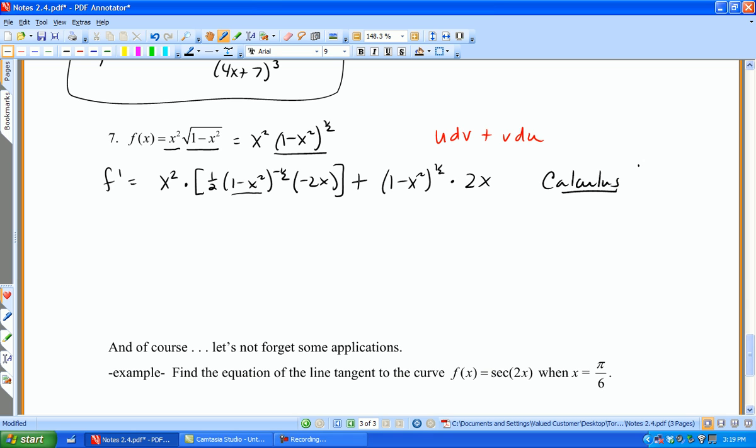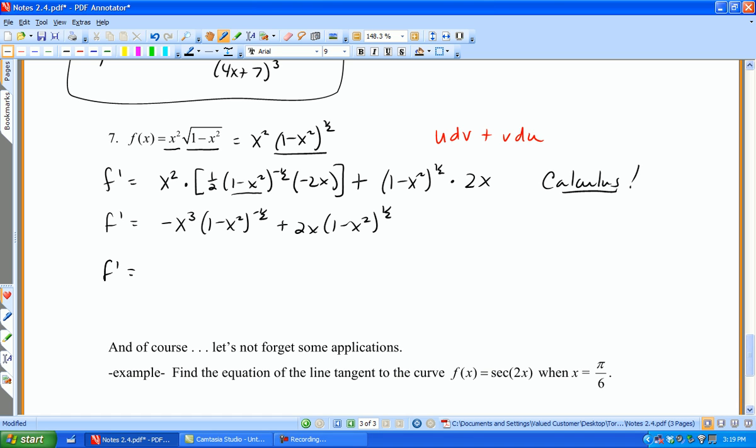The rest of this is just, you got it, algebra. Okay, the first term, I can simplify this. The 2 cancels with the negative 2, so it looks like I get a negative x cubed times 1 minus x squared to the negative 1/2. And then plus 2x times 1 minus x squared to the 1/2.